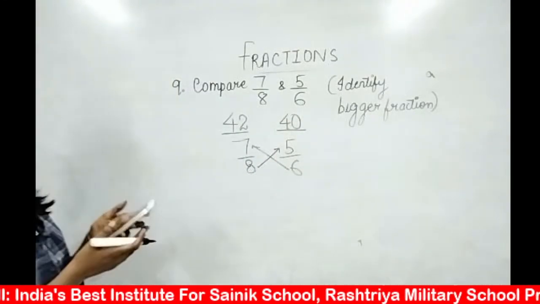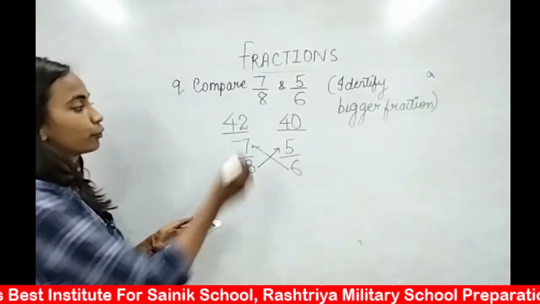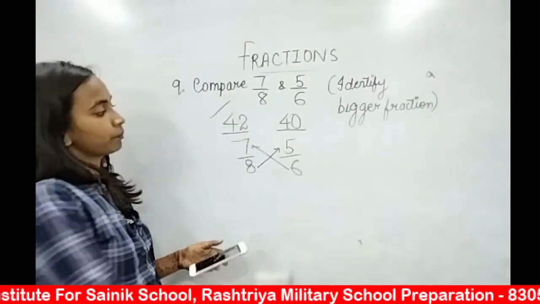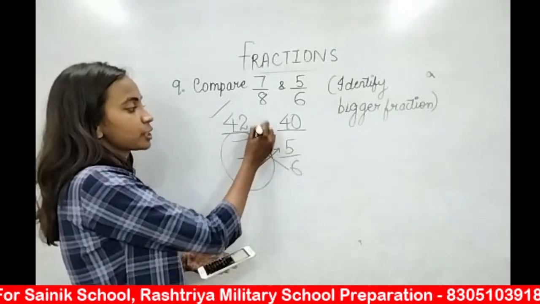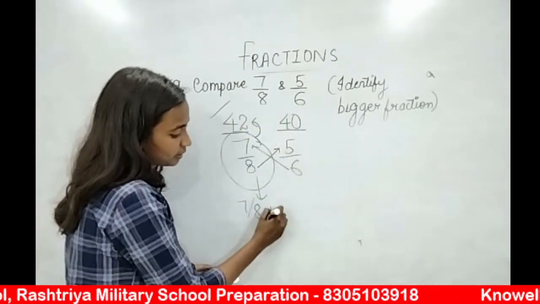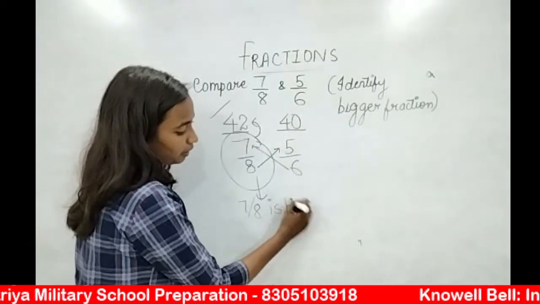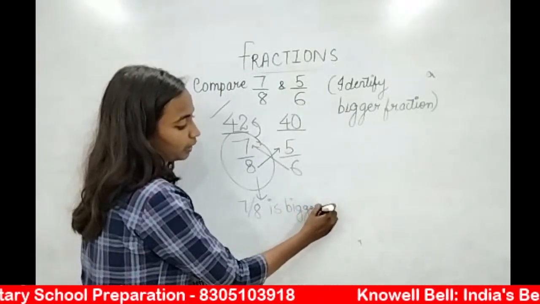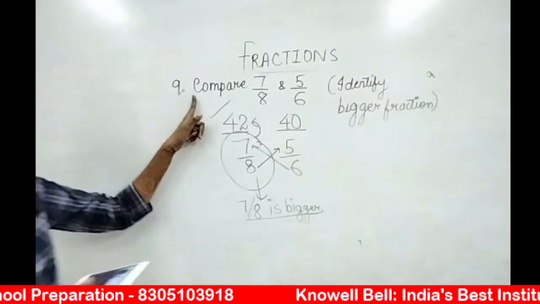Yes, among 42 and 40, yes, Khushi, very good. 42 is bigger. That means the fraction above which the bigger number was written is bigger. So this indicates 7 by 8 is bigger. This is the trick we have to follow in order to solve all the questions like this.